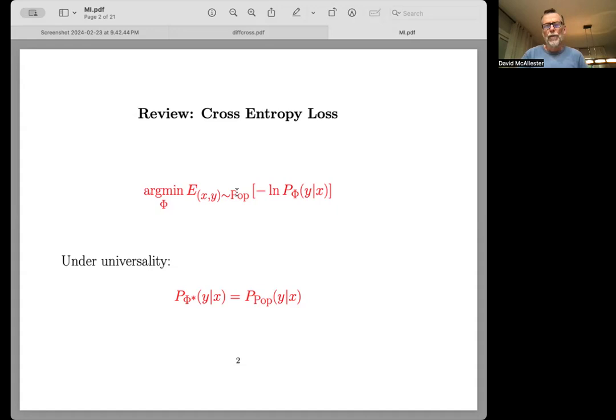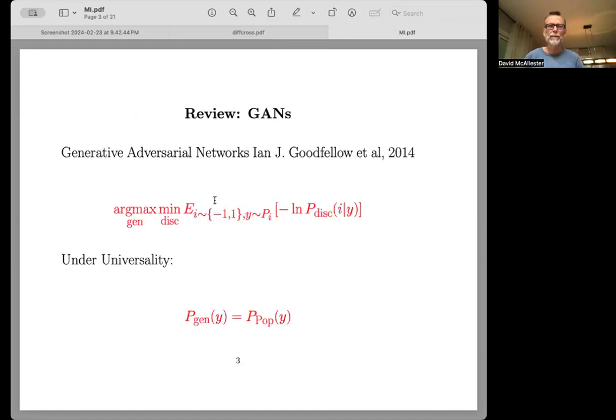Now, the reason this is so important is because if we assume universality, it's a theorem that the optimal setting of these parameters gives exactly the correct probability of the label given the input. The optimal model is exactly the probability of y given x as defined by the population distribution. Okay, this is review. This is the fundamental equation of deep learning.